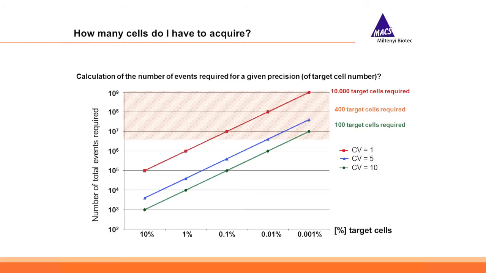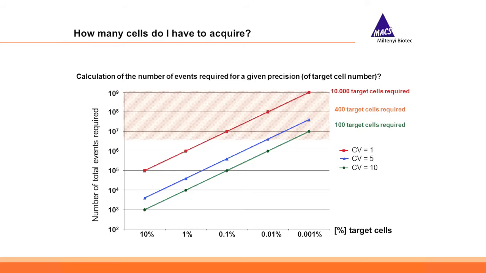That's not rare cells, that's just normal. So then when you have the intermediate CV, you have to acquire 5 times 10 to the 3 total cells, so something between 10 to the 3 and 10 to the 4. So this is what you have to acquire for that. If you have 1%, you have to go 1 decade higher, so it's between 10 to the 4 and 10 to the 5 total cells. If you have 0.1%, it's between 100,000 and 1 million total cells that have to be acquired.